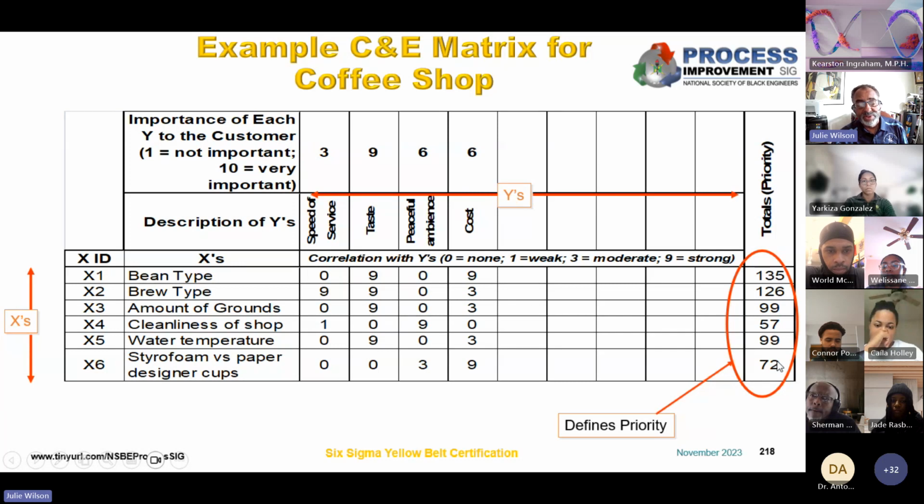So how do we build this matrix? Because obviously we've come up with a system here that helps us to determine which of the X's are most critical and which ones are the ones that we really need to work on to drive customer satisfaction.